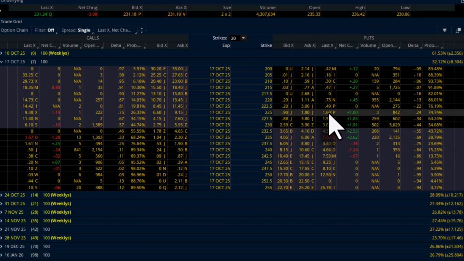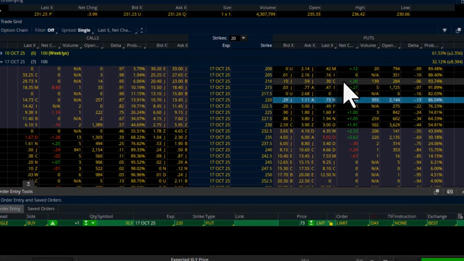But let's call it the 220 puts, right? They're trading for roughly between 75 cents and $1. Very tempting to want to go to that option because now you're tying up $100 or less potentially. You get a bearish position, not tying up a lot of capital. Seems like a logical way to go.